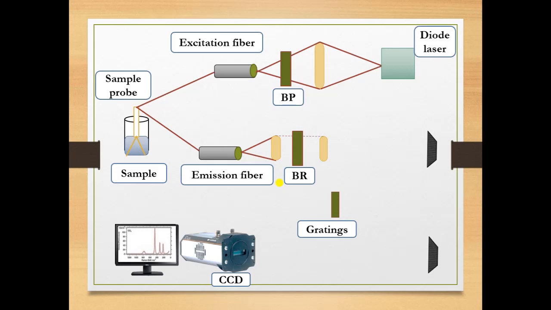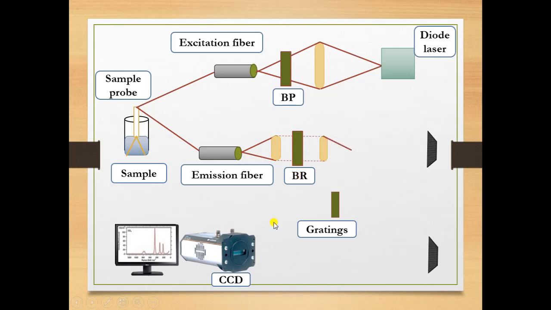Then it will pass to the filter. Now what is the role of this band rejection filter? See what is the difference between band pass filter and band rejection filter. Band pass filter is used to isolate a single laser line, but band rejection filter will minimize the Rayleigh scatter radiation. So here we can minimize the Rayleigh scatter radiation.